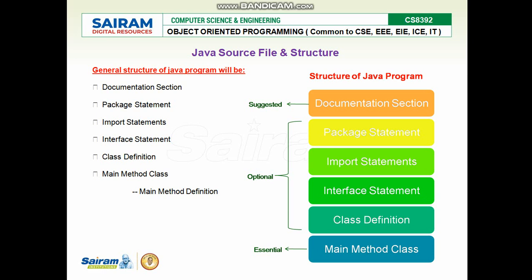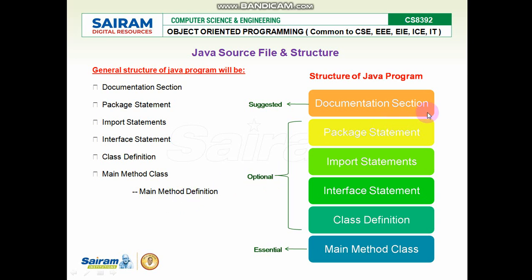The next topic we are going to see is Java source file and structure. The general structure of a Java program has 6 sections. First one documentation, then package statement, third one import statement, fourth one interface statement, fifth one class definition, and the last one main method class. Inside the main method class we have the main method definition.